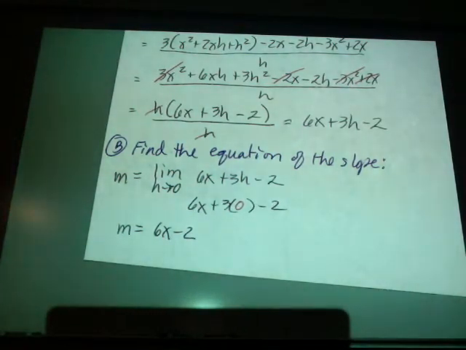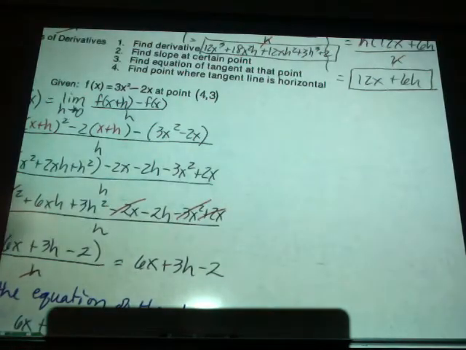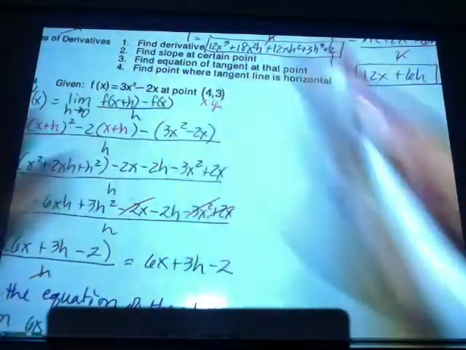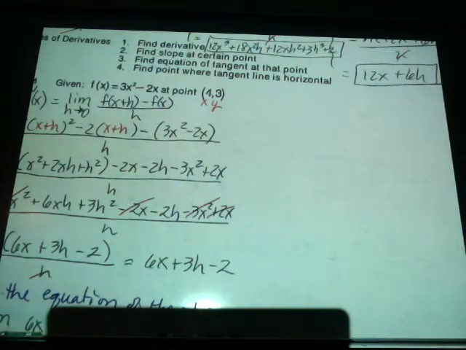So now we've accomplished thing 1. We've found the derivative. This is your derivative. You just derived a new formula. Then step 2, you're going to find the slope at a certain point. So the point that they gave us right here was 4, 3. This is our x value, this is our y value.